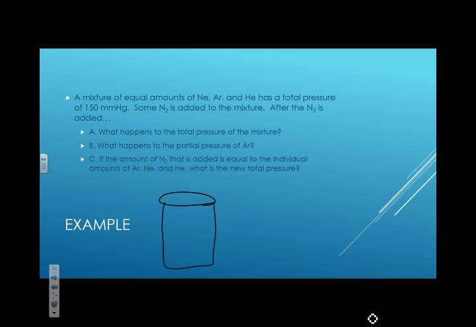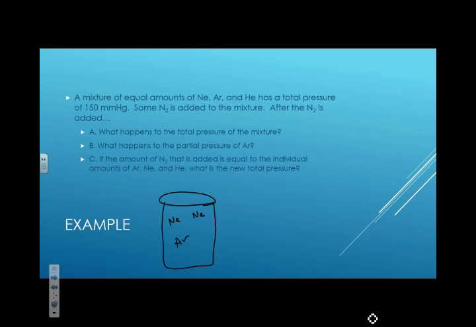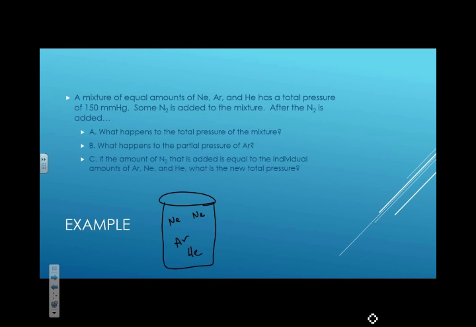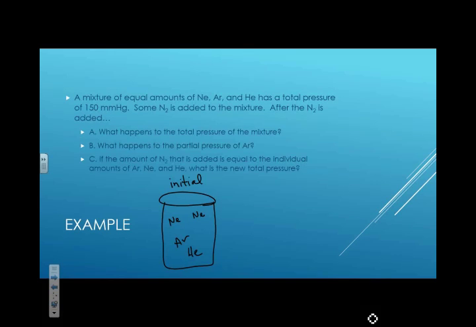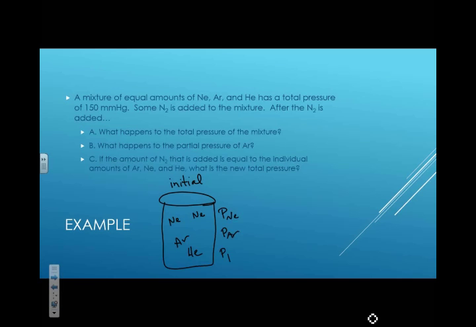I have my container, and it's got some neon running around in it, and it's got some argon running around in it, and it's got some helium running around in it initially. So this is my initial. So to start with, I have some pressure from the neon, and some pressure from the argon, and some pressure from the helium.